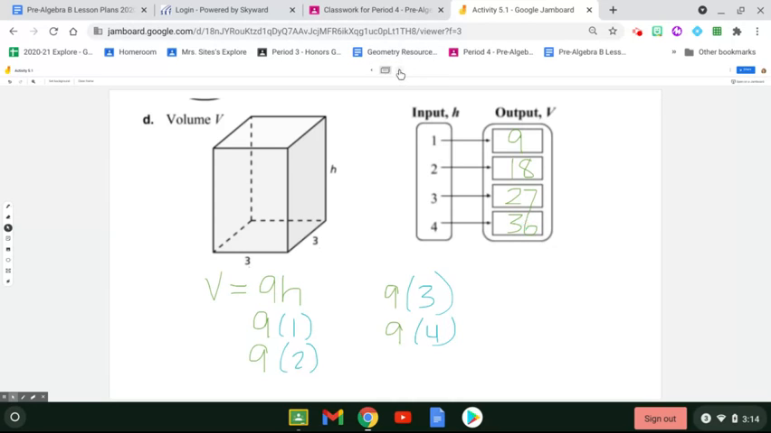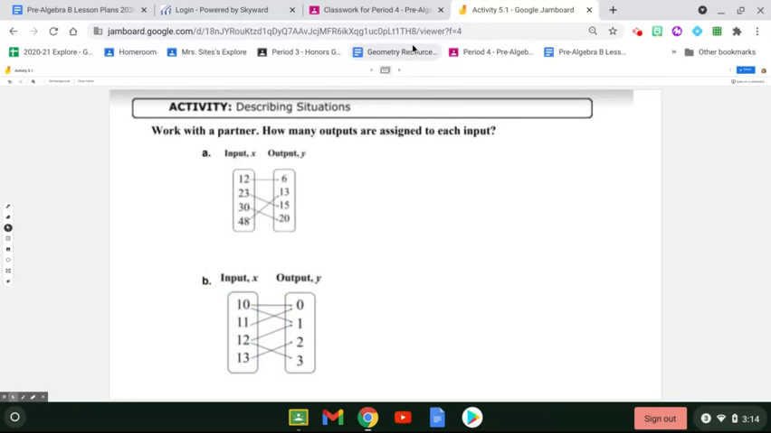Okay, another thing that we're going to need for background today is how many outputs might be assigned to a particular input. Well, if we look carefully, and this is all on that worksheet that you guys have, you want to look and see where the arrow is taking you, okay? So if I start at the 12 and I follow the arrow, the input value of 12 has one output, and that output is 6.